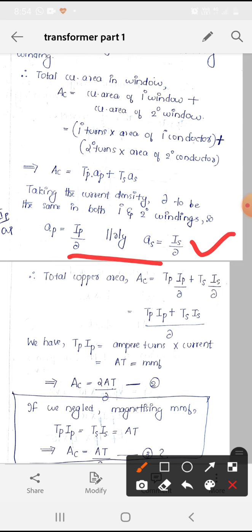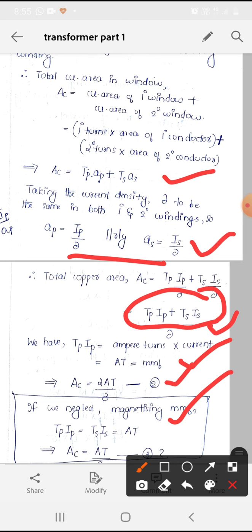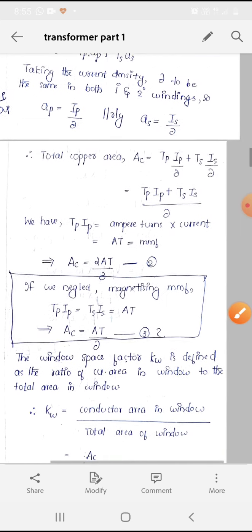So when we substitute these both in this equation, the total area of copper is equal to TP IP plus TS IS by delta, where TP into IP, that is turns into current, is always ampere turn, right? That is equal to MMF. So if we neglect magnetizing current, TP IP is equal to TS IS equal to AT. Therefore, AC is equal to 2AT by delta. Okay, understood? By neglecting magnetizing current, the terms TP IP and TS IS are equal to ampere turn. Therefore, AC is equal to 2AT by delta.